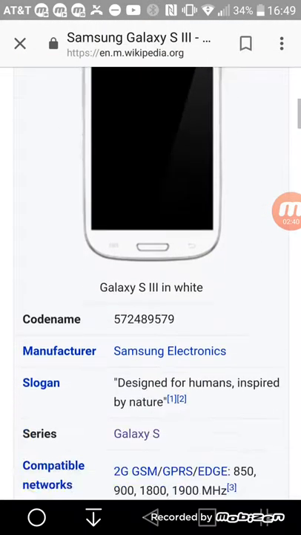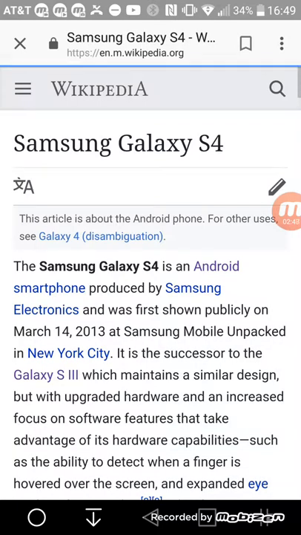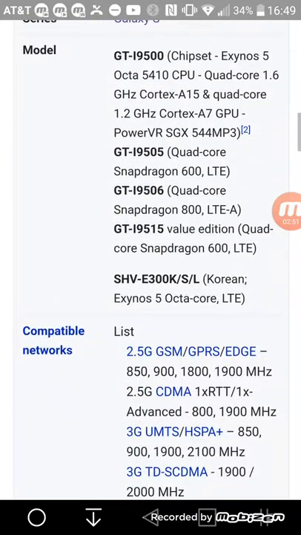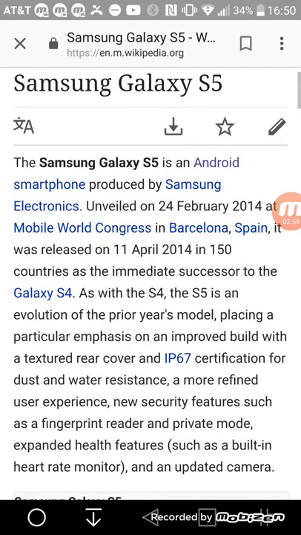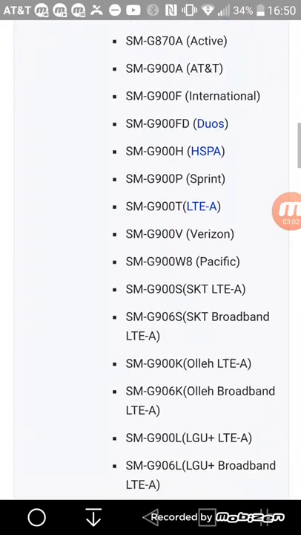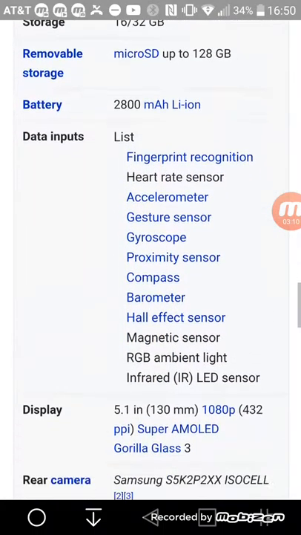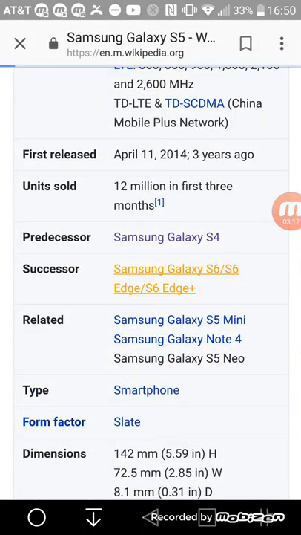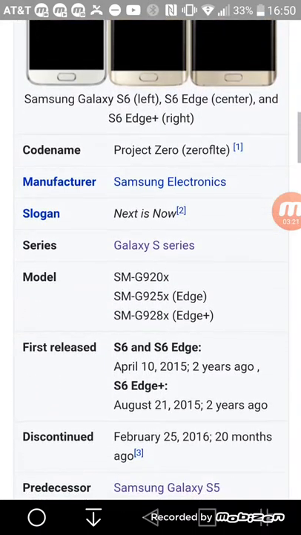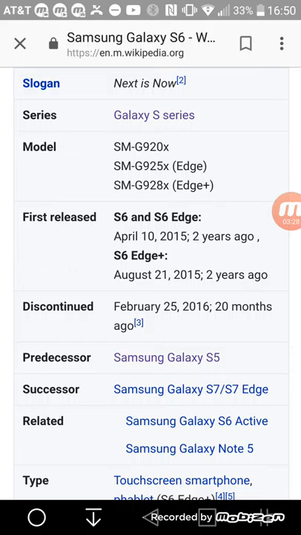The Samsung Galaxy S3 was released May 29th, 2012. Samsung Galaxy S4 was released on April 27, 2013. Samsung Galaxy S5 was released on April 11, 2014. Samsung Galaxy S6 was launched on April 10th, 2015, and the Edge Plus was August 21st, 2015.